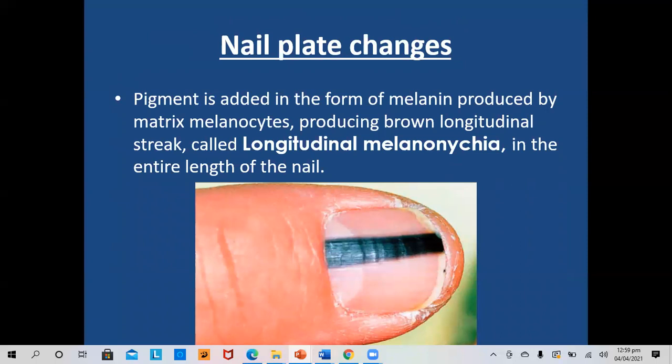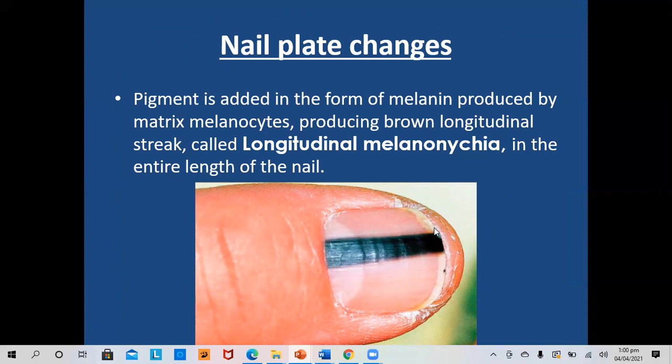Nail plate changes. Pigment is added in the form of melanin produced by the matrix melanocytes that produce a longitudinal brown streak called longitudinal melanonychia in the entire length of the nail. And the longitudinal melanonychia is just like a benign junctional melanocytic nevus. As you can see, the color of this strip is regular, and the edges of this strip are also very regular.